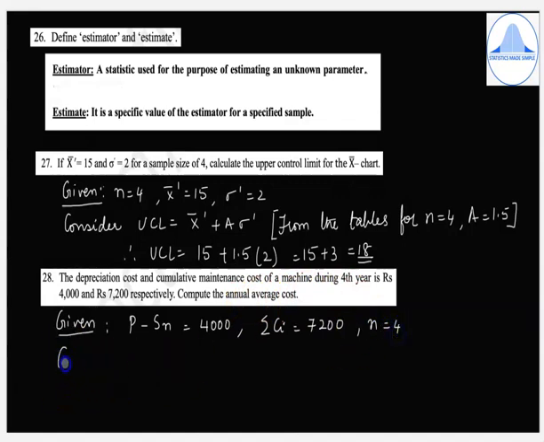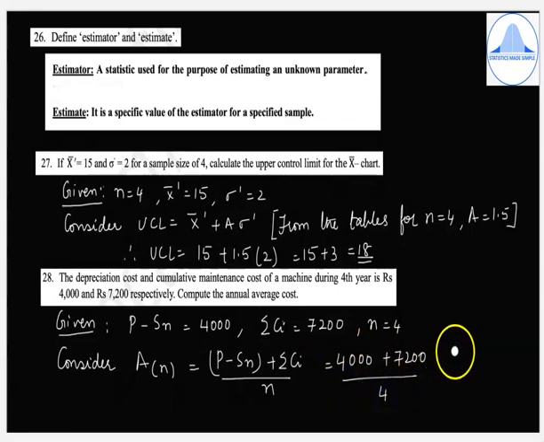So let's write the formula for the average annual cost. Consider AN is equal to P minus SN plus summation CI divided by N, which is equal to 4,000 plus 7,200 divided by 4, which is 11,200 divided by 4. So therefore A subscript 4, that is the annual average cost for the 4th year, is equal to rupees 2,800.